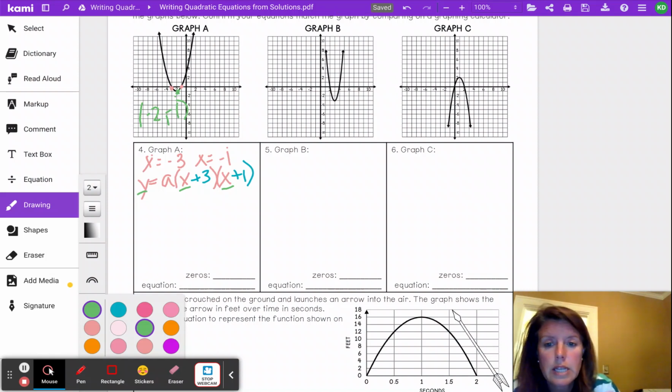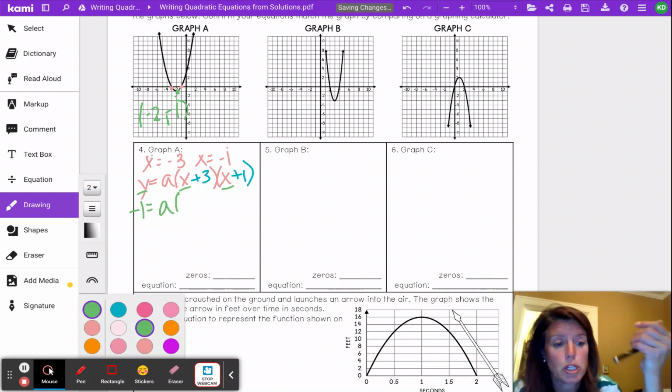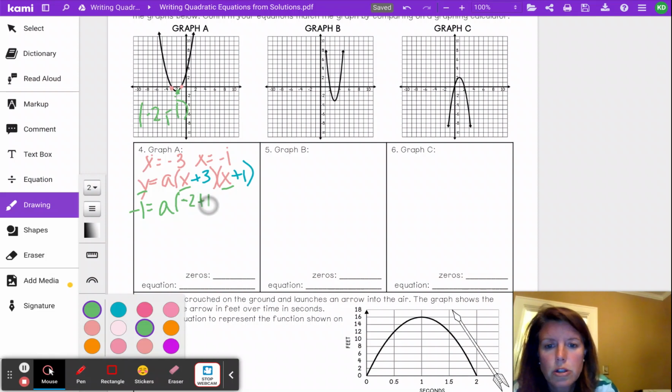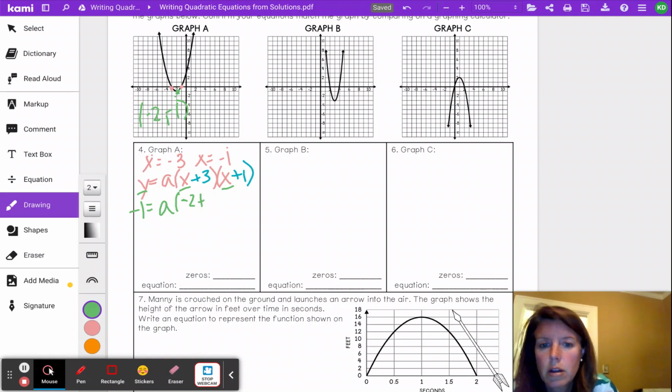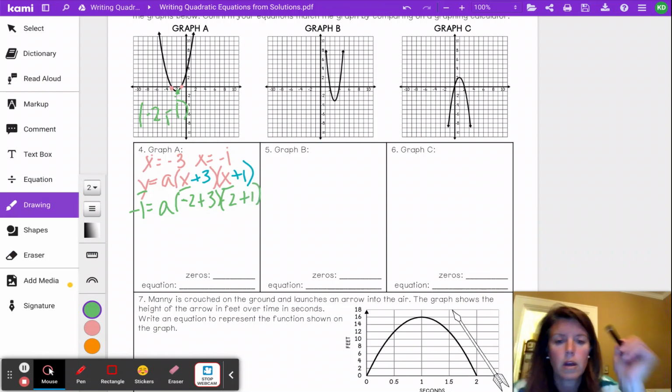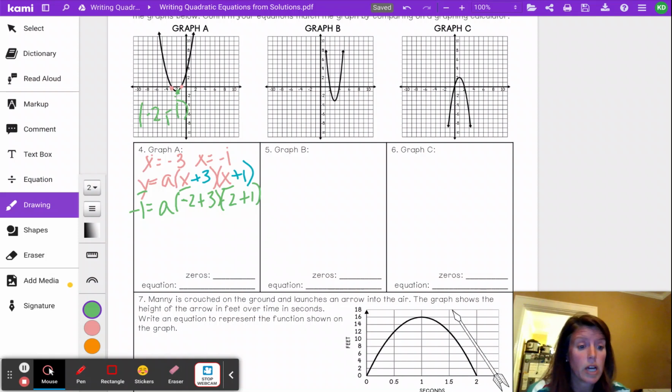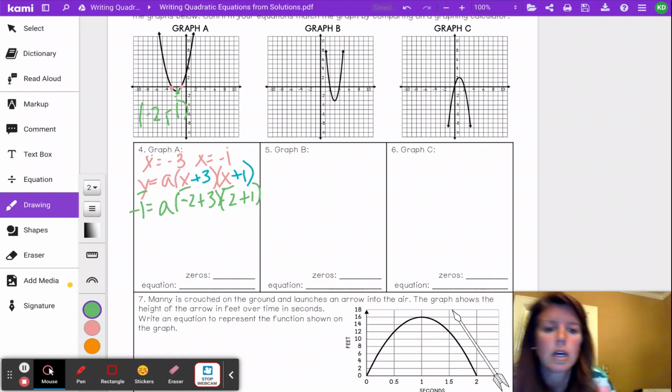So I'm going to rewrite this as -1 equals, because we're solving for a, we don't know what a is. We don't know what that leading coefficient is. a times our x, which is -2, plus 3. I was writing the answer instead of the number. Plus 3. And then again, -2 plus 1. Okay. So we just took out those x's and put in what that x value actually is.